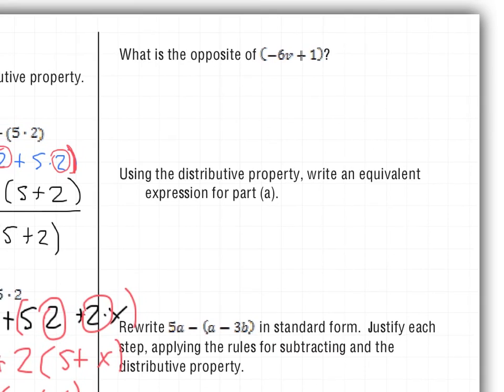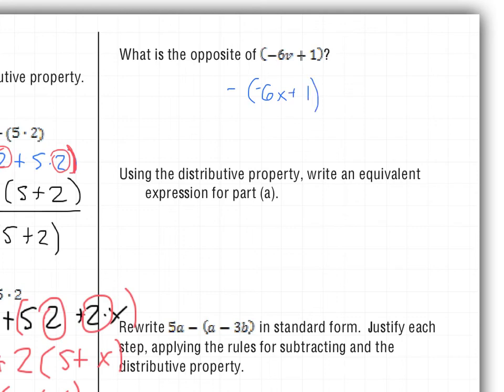Alright, finally, we're going to look at these last couple of problems. This says, what is the opposite of negative 6v plus 1? So we can think about this as, remember, thinking about opposite as we want the negative of negative 6v plus 1. And we know how to deal with this.